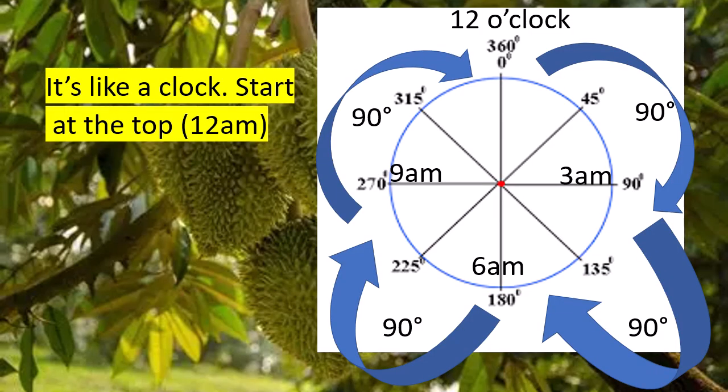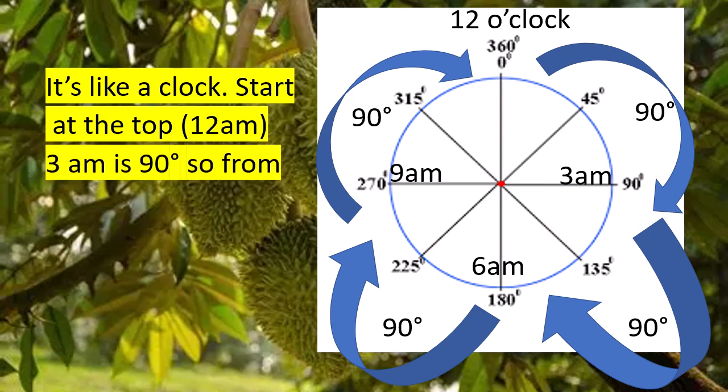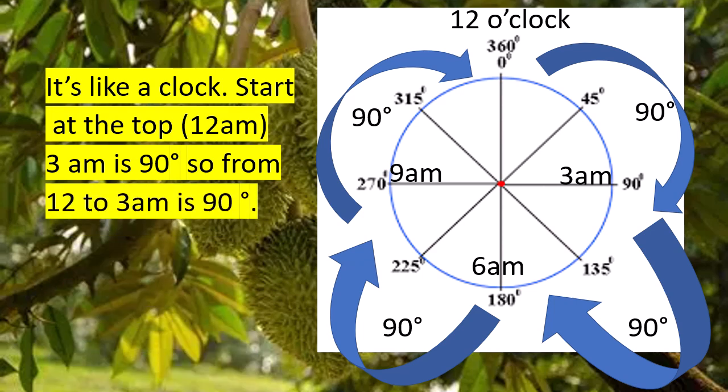So it's like a clock. At the top, you have 12 o'clock, 12 a.m., which is 0 degrees, the start of the circle. It's also 360 degrees, the end of the circle. At 3 a.m., it is 90 degrees. So from 12 to 3 a.m. is 90 degrees.